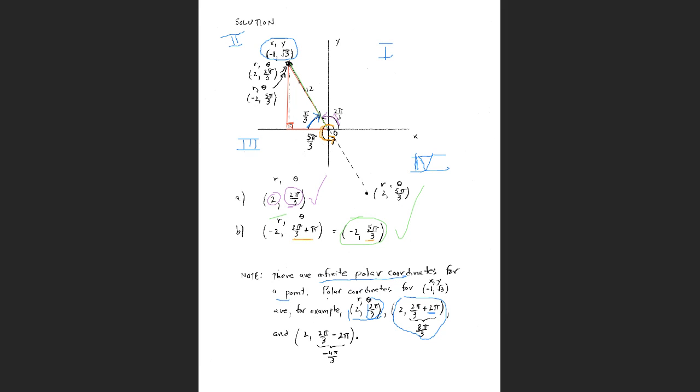The polar coordinate 2 comma negative 4 pi over 3. Instead of going counterclockwise 360 degrees, you can go clockwise 360 degrees. We do a revolution the other direction, and you get another polar coordinate. So there are an infinite number of polar coordinates for one point.